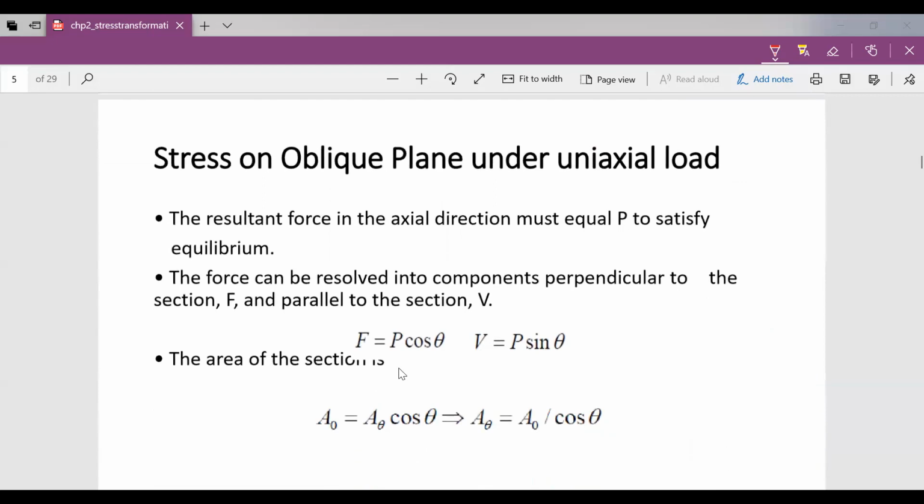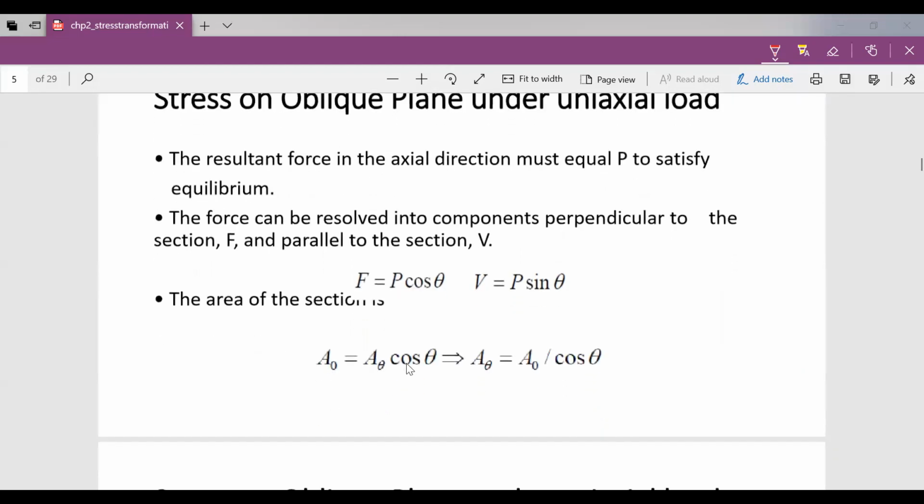Stress on an oblique plane under a uniaxial load. The resultant force in the axial direction must equal P to satisfy the equilibrium, as I told before. The force can be resolved into components perpendicular to the section, F, and parallel to the section, V, where F is P cos theta and V is P sin theta. The area for the section is A naught over cos theta.